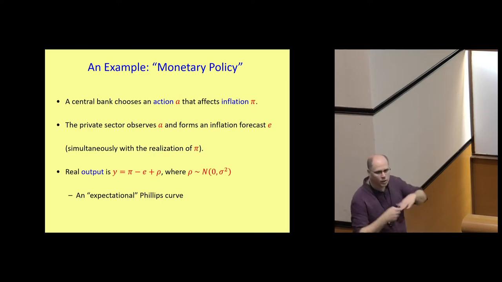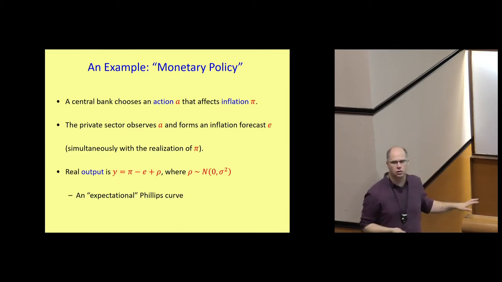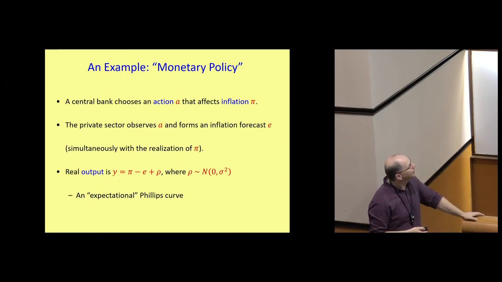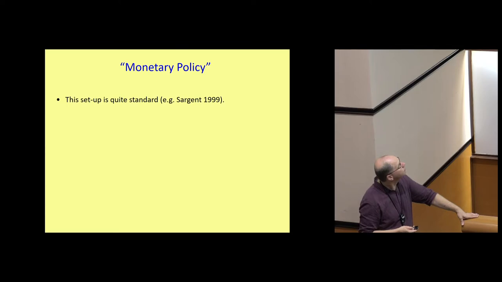I need the error term to get full support, because without full support, you start conditioning on zero probability events. At some point, I'll take this to zero. And the normality, I don't really need the normality, I only need the symmetry of this distribution, so I might as well just assume normality. So it's an expectational Phillips curve. So that's the setup, I borrowed it from Sargent.